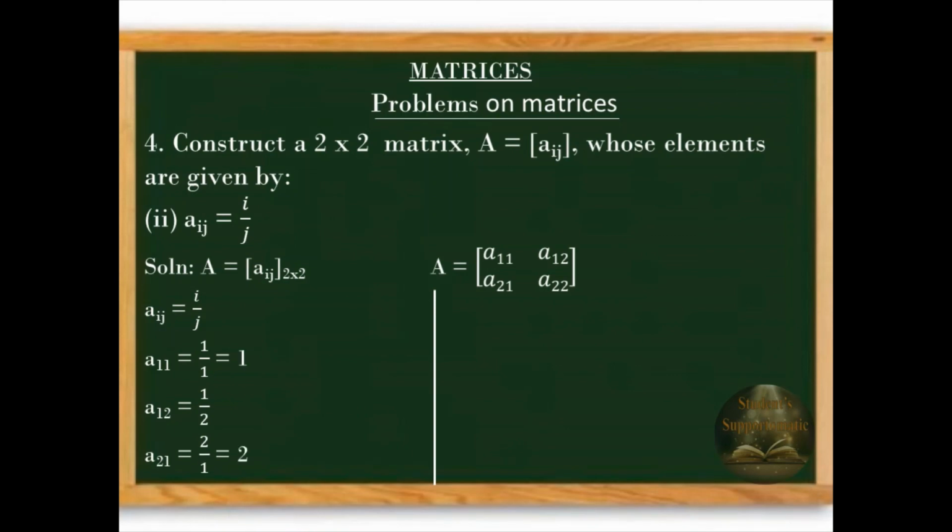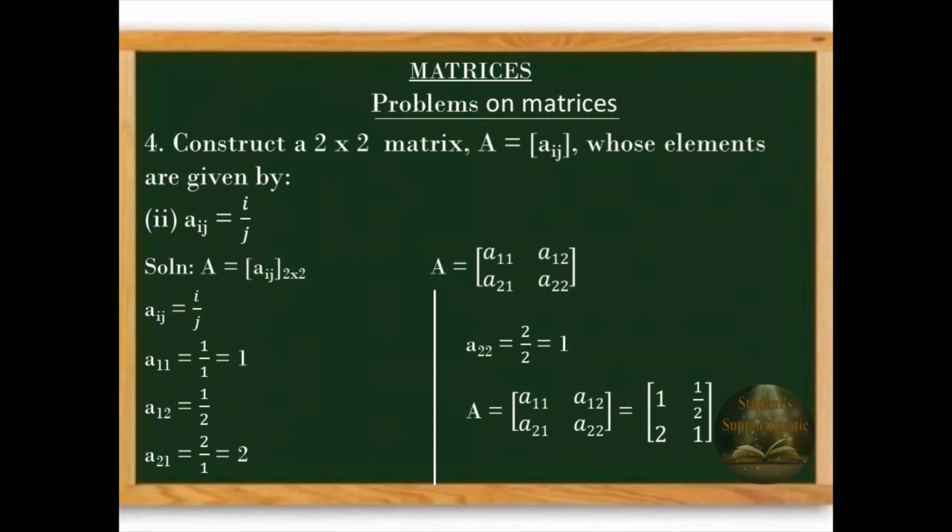Here it is a 2 cross 2 matrix. a21 is equal to: the i value is 2, the j value is 1, so 2 by 1 is equal to 2. Now a22, that is 2 by 2, is equal to 1. Now the matrix [a11, a12, a21, a22] is equal to 1, 1 by 2, 2 and 1.